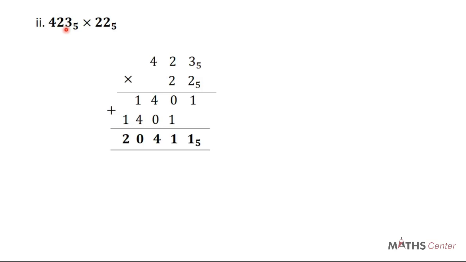convert 423 base 5 to base 10, convert 22 base 5 to base 10, then multiply the answers. You are going to get your answer in base 10. Then you convert that answer from base 10 to base 5, and it's going to be the same as what you have here. Let's pick the next example.